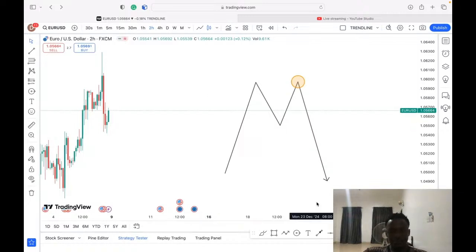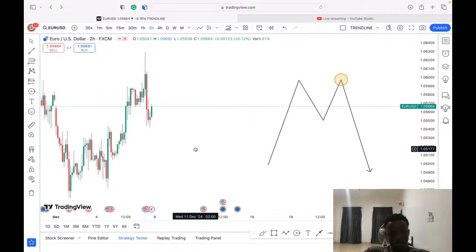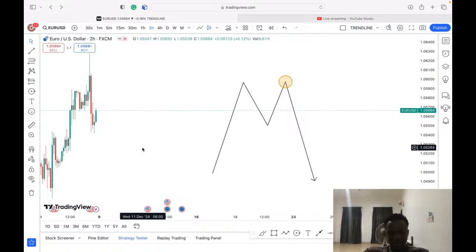Okay, so we want to actually look at a double top chart pattern. A double top chart pattern is a reversal chart pattern that helps us to make profits. But there are a few things I would like to talk about under this chart pattern.